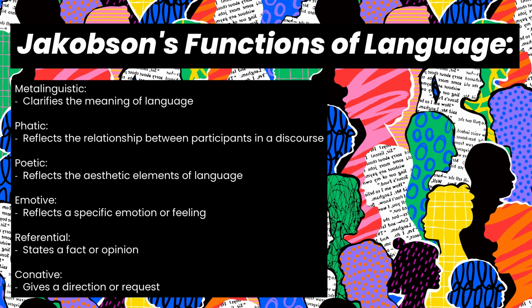All of these examples really clearly reflect that conative function because they're asking the participants in the discourse or the audience to complete a very specific action. So, after a brief explanation of each of Jakobson's functions, let's see how you go identifying them in a text.